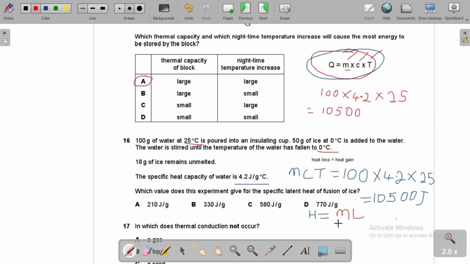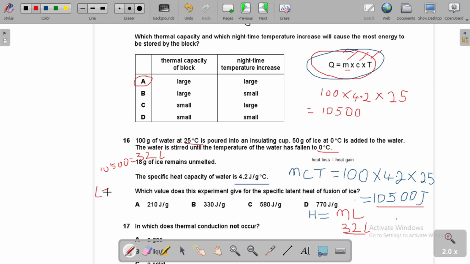And the mass of ice is 50 minus 18, that is 32, 32L. So if heat loss is equal to heat gained, that means 10,500 must be equal to 32L. So if you divide both sides by 32, you find your L.